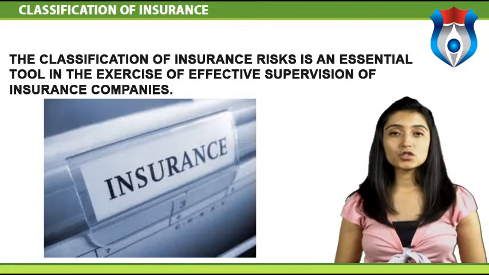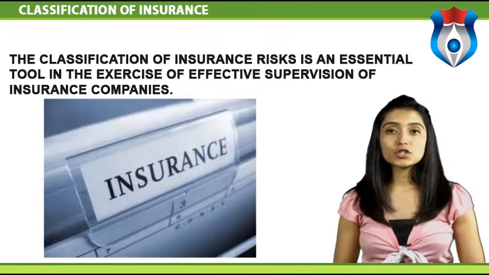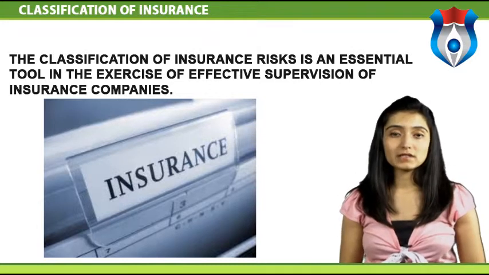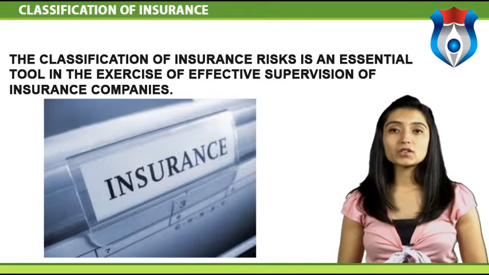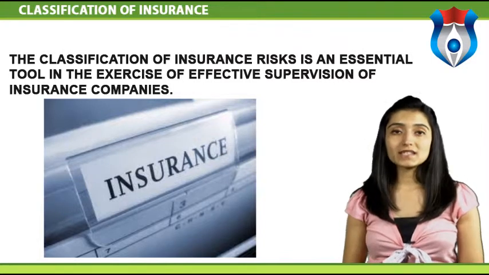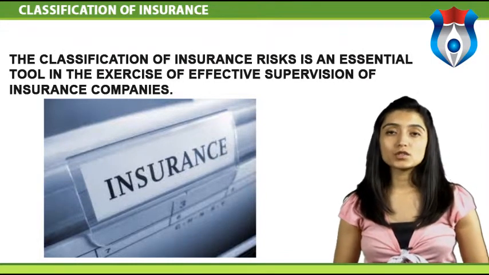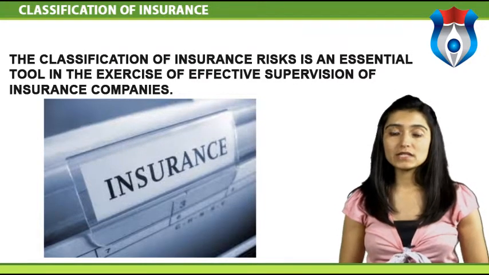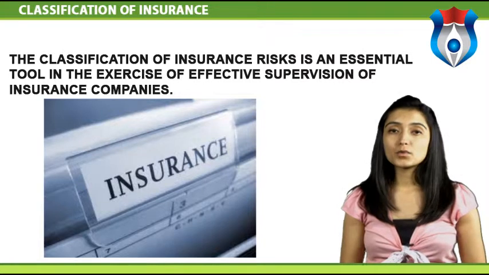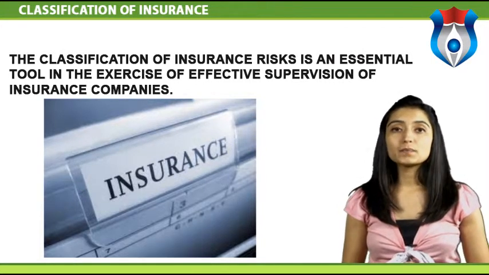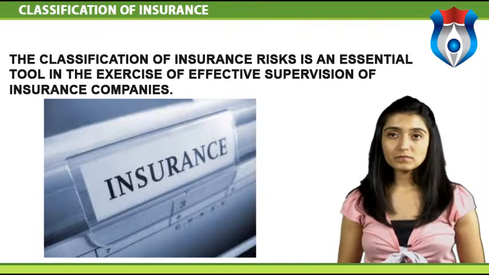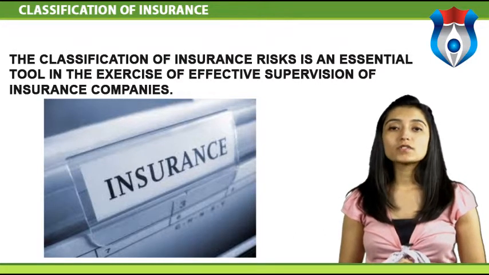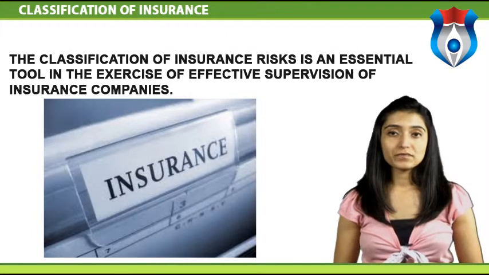The classification of insurance risks is an essential tool in the exercise of effective supervision of insurance companies. It is a means of categorizing insurance business for licensing purposes in order that the supervisory authority can ensure that only companies with sufficiently specialized expertise and the appropriate business framework conduct a particular type of insurance. It allows for additional licensing requirements to be imposed for certain insurance branches.